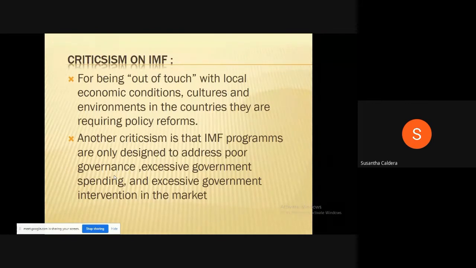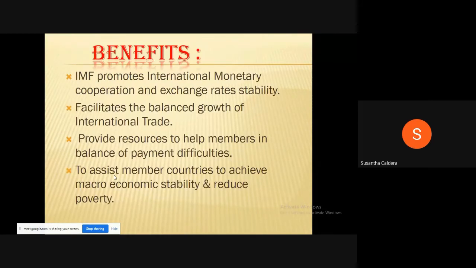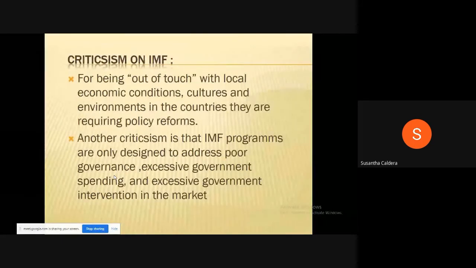Now, criticism of IMF, this is very important. Even though these people are trying to support the other nations, there are certain criticisms of IMF. They say it is out of touch with local economic conditions, cultures, and environment in the countries where they require policy reforms. Just imagine, right? This is a very interesting point. IMF is out of touch with local economic conditions.